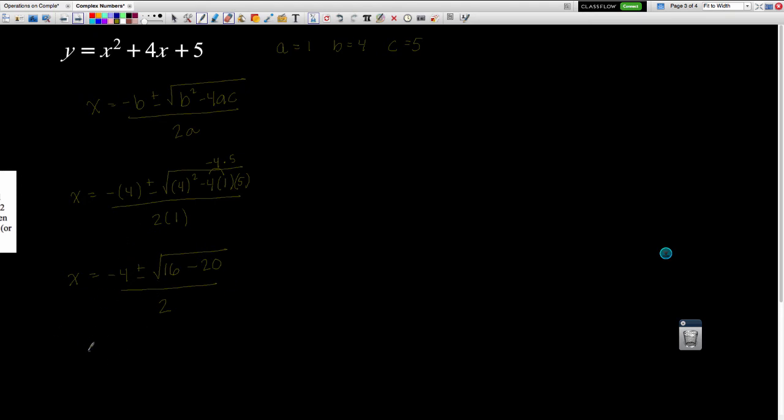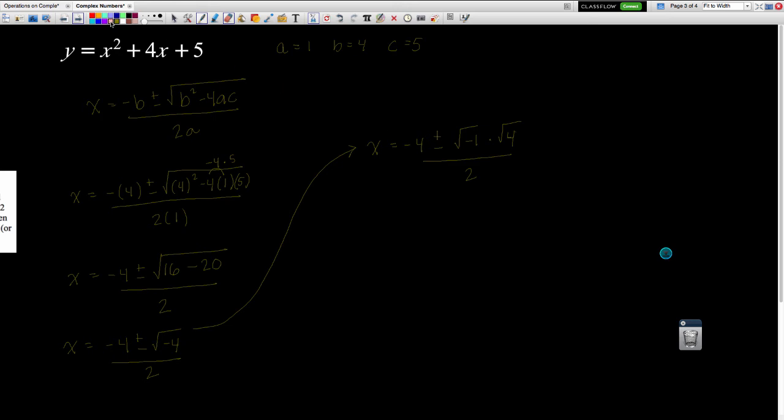So now we're going to end up having these two solutions here. So we have x equals negative 4 plus or minus the square root of negative 4, divided by 2. The value of our discriminant is less than 0, so we know that we're going to have two non-real solutions. We know that this is not going to cross the x-axis. So we can say x equals negative 4 plus or minus negative 1 times the square root of a positive 4, divided by 2.